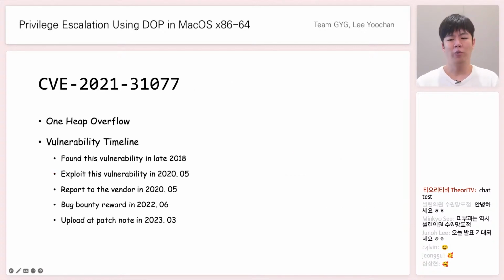I think we have enough to talk about DOP. Now, let's move on to the main content. In this presentation, we will introduce one heap buffer overflow bug.